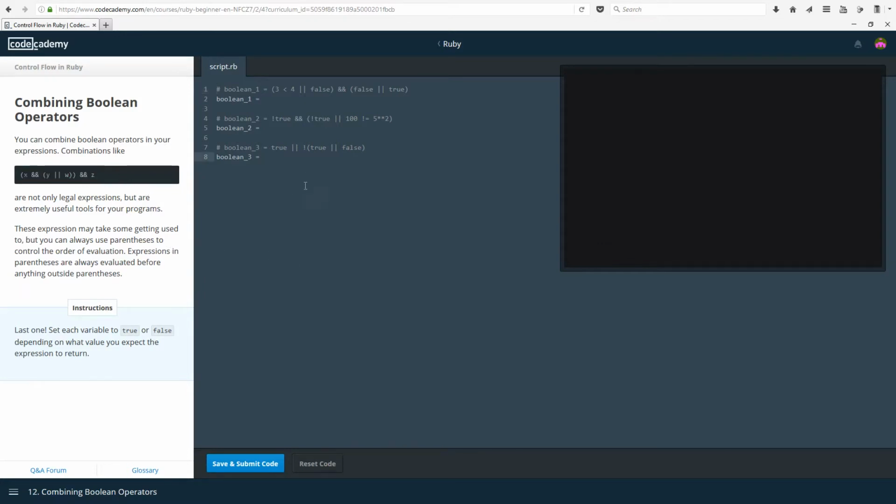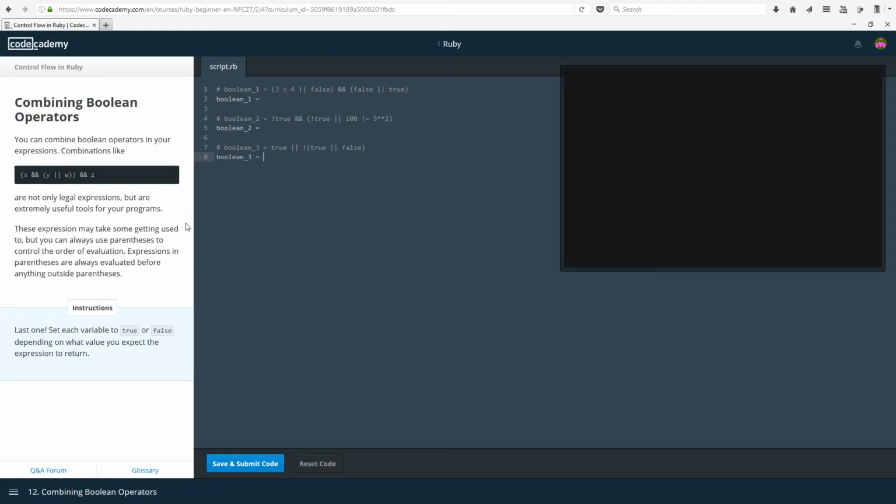Especially when you're using if, else if, and else. Or unless, however you want to do it. So these expressions may take some getting used to, but you can always use parentheses to control the order of evaluation. So if you're not sure about something, do use parentheses, don't risk it. Expressions in parentheses are always evaluated before anything outside parentheses.